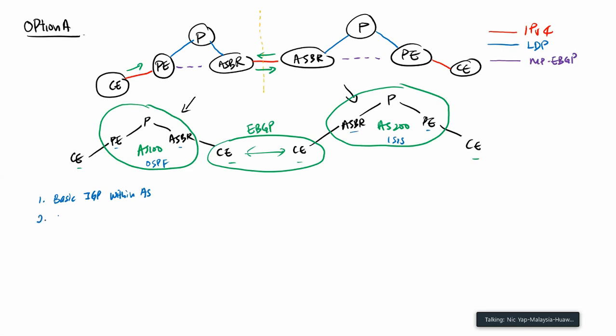Second, basic MPLS within the AS. Within the AS, I need to have MPLS enabled. Okay, enable MPLS within your ASs. So far, okay? That is the second step. So you must have an IGP, you must have MPLS. Then number three.